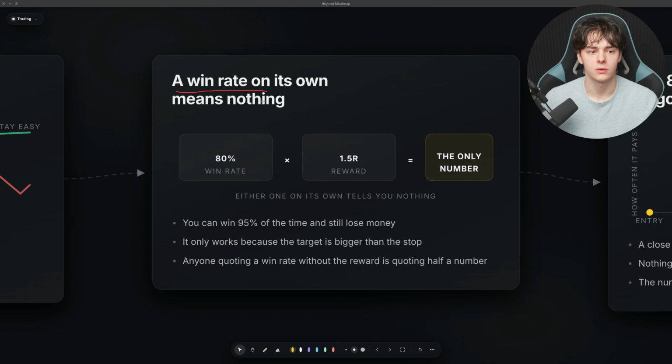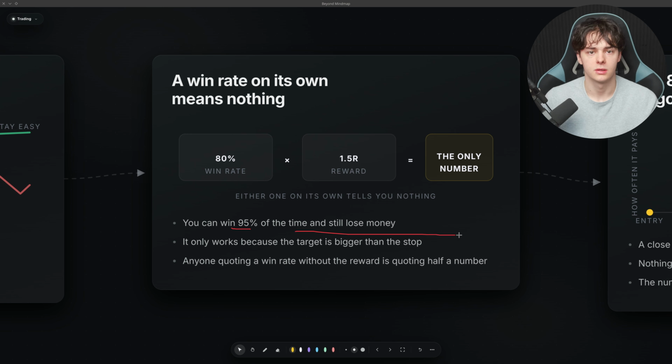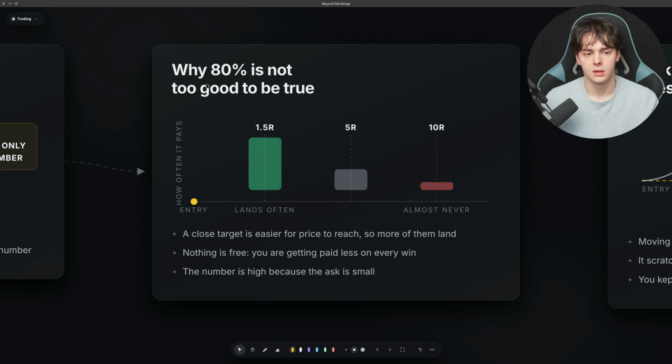So a high win rate also doesn't mean much on its own. We have to compound it, of course, with the risk reward, which right now we are going for an average 1.5 RR. So this is going to be the only number that really matters, which is our profit factor, okay? You can win 95% of the time and still lose money. That really is a thing. So even if you're winning 95% of the time, now here's another thing. Well, 80% is not too good to be true.